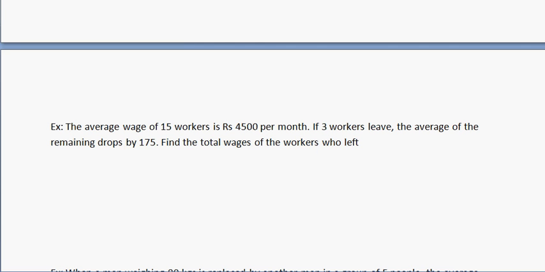So using the same concept, let's do this question, which says the average wages of 15 workers is 4,500 per month. If 3 workers leave, the average of the remaining drops by 175. Now we have to find the total wages of the workers who left, right? Just take 2 minutes and try to solve it using the logic above.